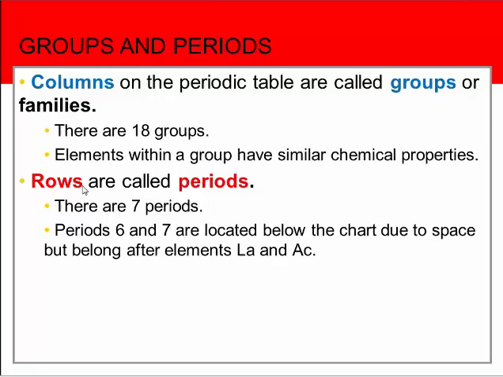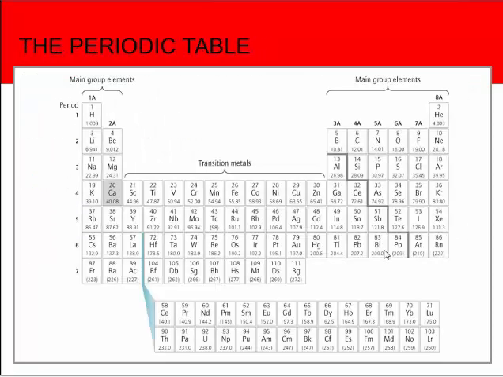The rows then are called periods, and there are 7 of them. Periods 6 and 7 are located below the chart due to space, but they belong after the elements lanthanide and actinide. So rows 6 and 7 have some subsets of them that are located down here due to space restrictions. But essentially you go from barium to lanthanum to cerium to praseodymium, right? And all the way up to get back to hafnium. So these are part of row 6 and row 7.